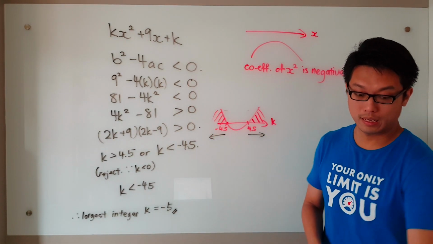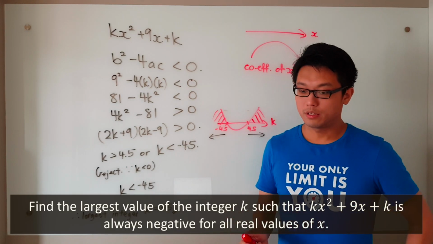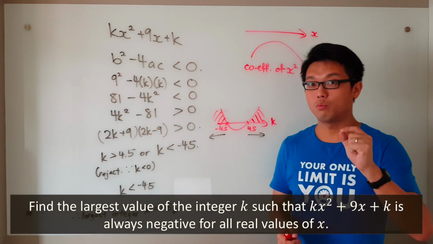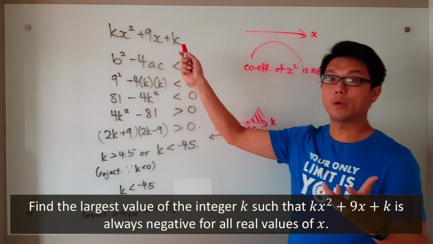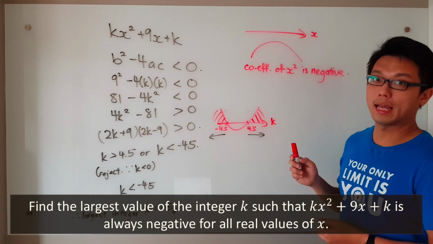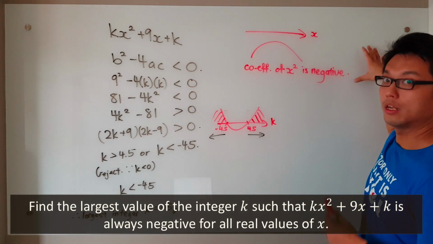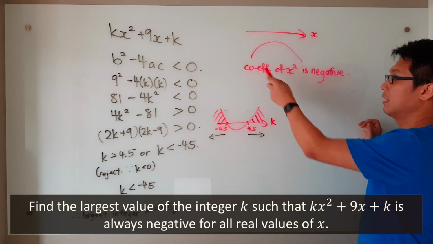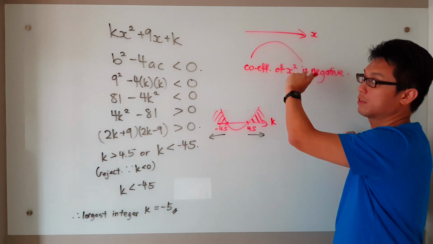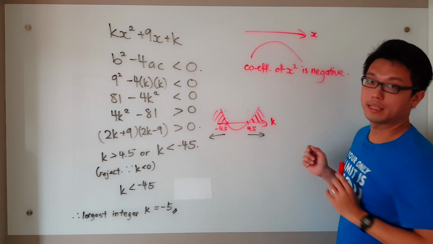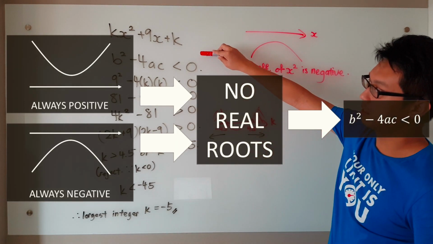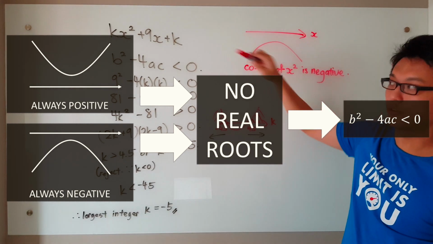And just a quick recap of what has happened. Find the largest integer value k for this expression such that it is always negative. Now that key word, always negative. This expression always negative would mean that the quadratic graph has to be a sad face and always below the x-axis. That's why we do a quick sketch here to remind ourselves that it has to have a negative x squared coefficient. It has to be a sad face graph not cutting the x-axis. It means no real roots.